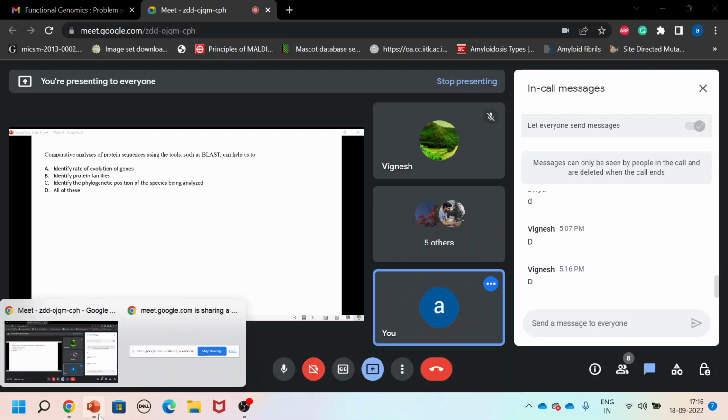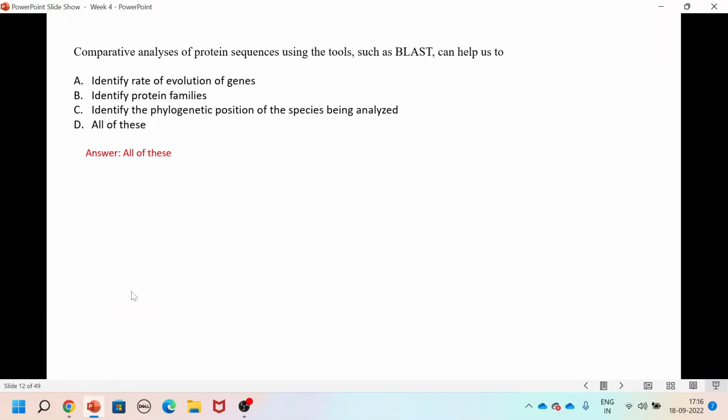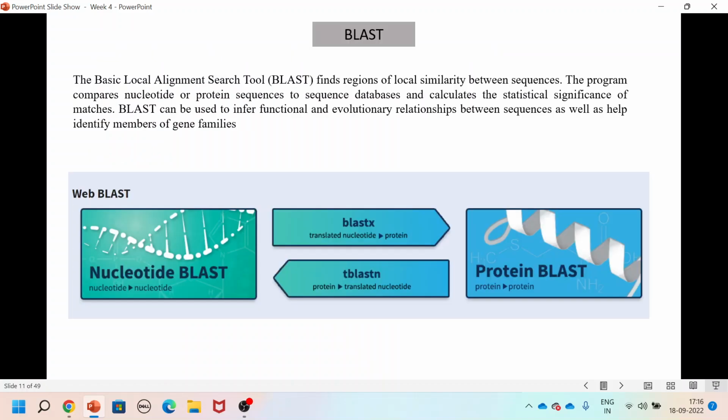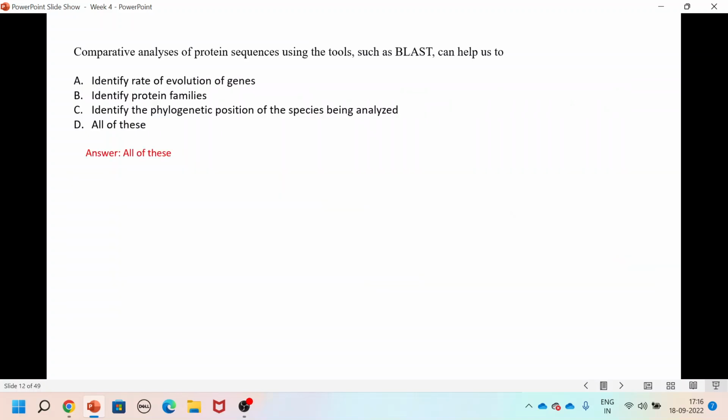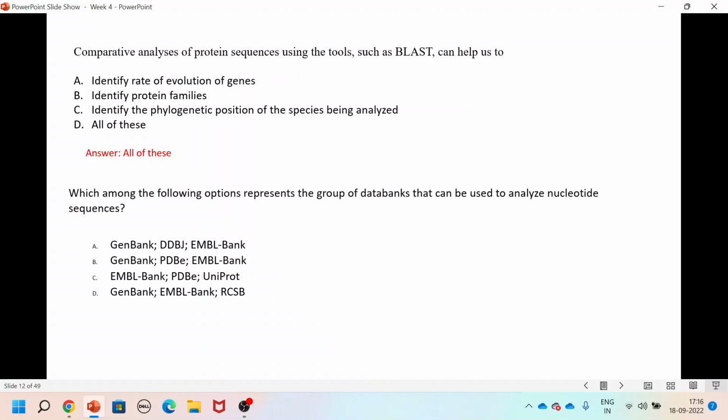Okay, so let's move further. The correct answer is all of these, as I explained clearly in this slide, that it can be used to infer the functional and evolutionary relationship, as well as it can help in identifying the members of the gene families. The next question is, which among the following options represents a group of data banks that can be used to analyze the nucleotide sequences? Is it GenBank, DDBJ, EMBL Bank, or is it PDB, or RCSB, or UniProt? So what is the correct option?